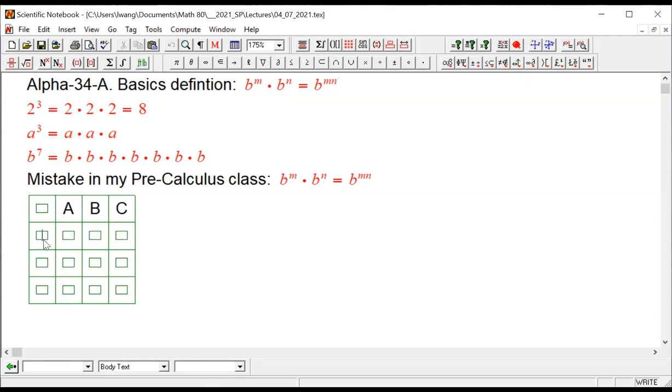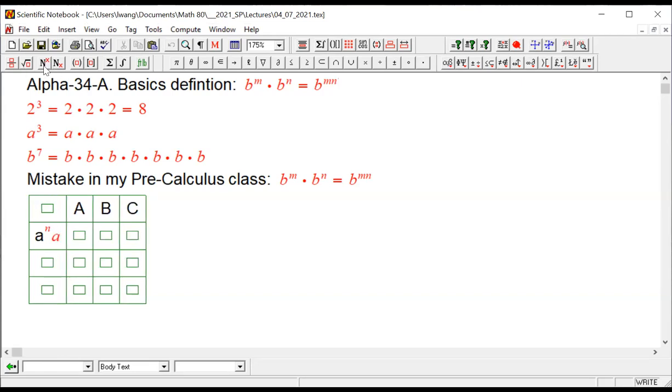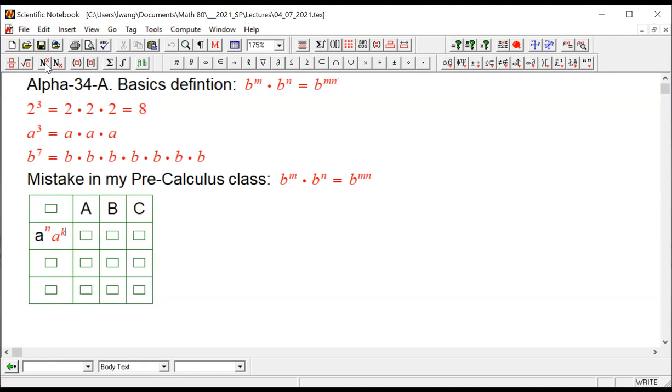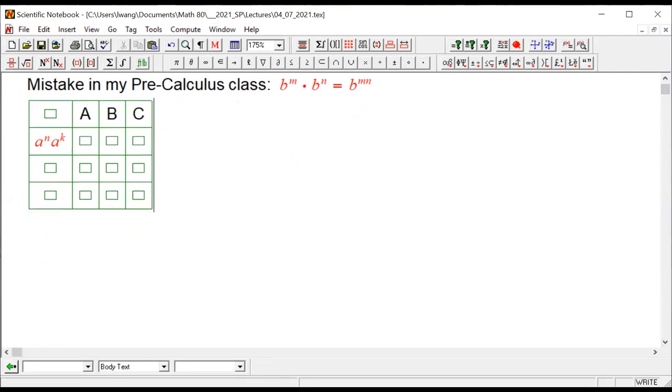The first column is about a raised to the power of n multiplied by a raised to the power of k. It doesn't matter what you call these; sometimes the text will use m, n, and so on. You see here, I didn't give you the formula. I want you to figure out the formula. So how do you figure it out? Here, I have a to the power 5 multiplied by a raised to the power 3.